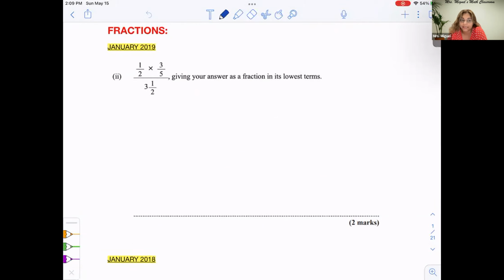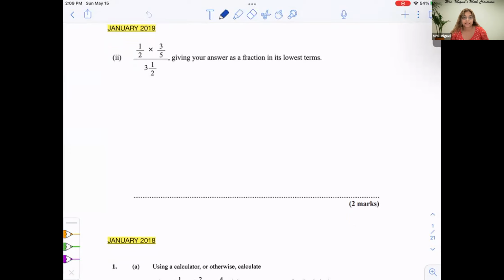You have exactly 2 minutes to do January 2019. There's no need to go to the booklet. The booklet has answers, so I do not want you to go to the booklet. You get some writing paper, your calculator, and you have 2 minutes to do question part 2, January 2019. So go ahead.